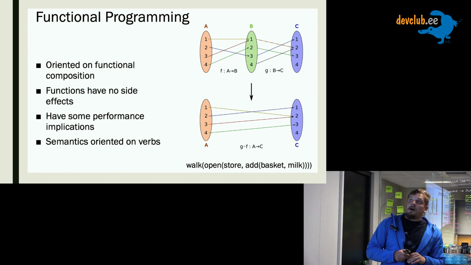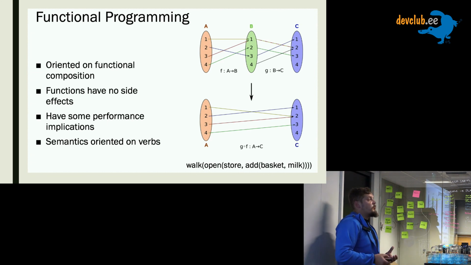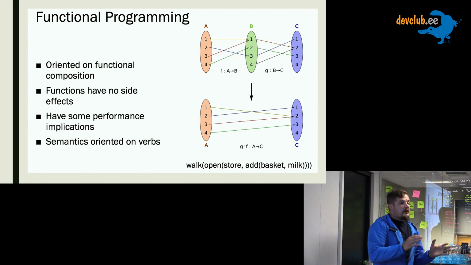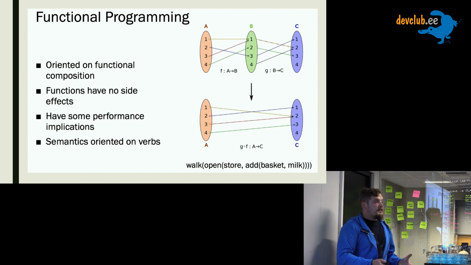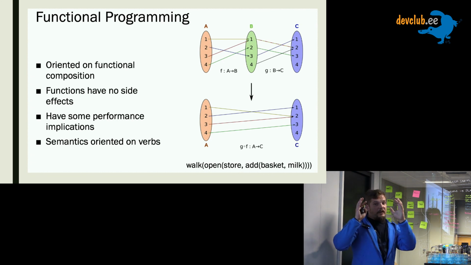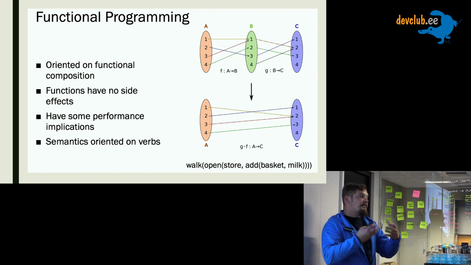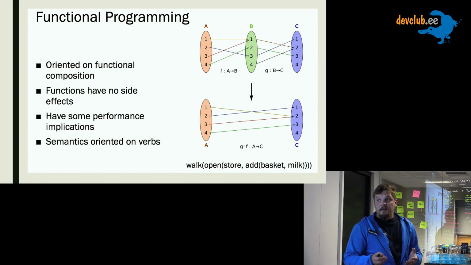So the functional programming approach is oriented on functional composition, when you can split your execution paths into some simple blocks, and if these simple blocks have no side effects, it means that if you constantly have something in your input, you will have something in your output. The same type in, same type out. So you have no exceptions and you change nothing.